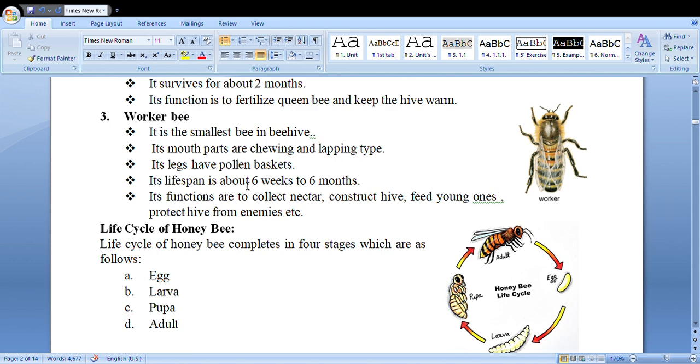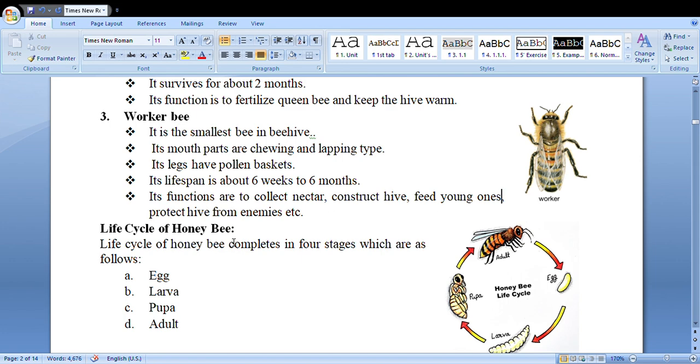So pollen baskets are used to carry the pollen of the flowers. Its lifespan is about 6 weeks to 6 months. Maximum 6 months it can survive. Its functions are to collect nectar. Nectar means flower juice. Construct hive. Feed young ones, young babies. Protect hive from the enemies, and etc. It has lots of functions.